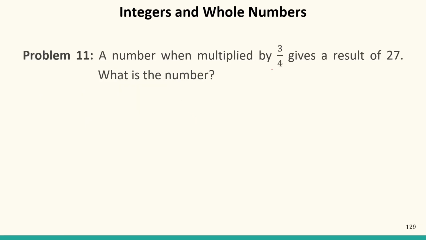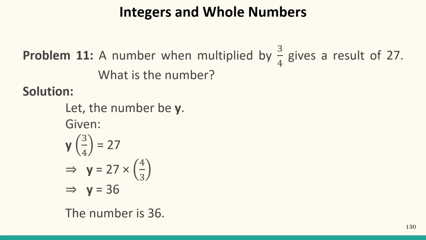So a number multiplied by 3/4 gives a result of 27. So what is the number? So let the number be y. So y into 3/4 is equal to 27. So y will be 27 into 4/3. That is, y is equal to 36.